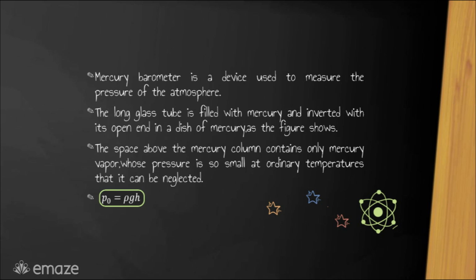The space above the mercury column contains only mercury vapor, whose pressure is so small at ordinary temperatures that it can be neglected. The atmospheric pressure can be measured with this device by using the equation P0 equals ρ G H, where P0 is the atmospheric pressure, ρ is the density of mercury, G is gravitation, and H is the difference in height between the surface of mercury in the tube and the surface of mercury in the container.